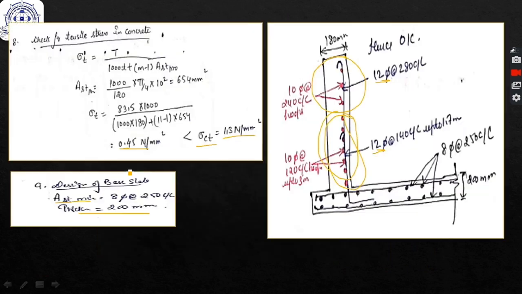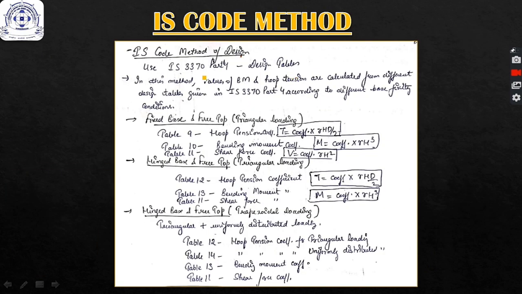But as this cannot be the same case for everything, we will now do the IS code method of design. This is a more accurate method of design. Here we open our code IS 3370 part 4, and in this code we have different tables for different cases and conditions, and we calculate the values of hoop tension, moment and shear force directly from tables. We do not make any assumption, and we do not use any equation for T, M or V. We just open our concerned table and we get the direct values.